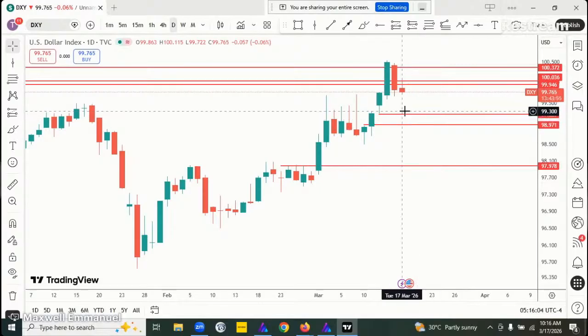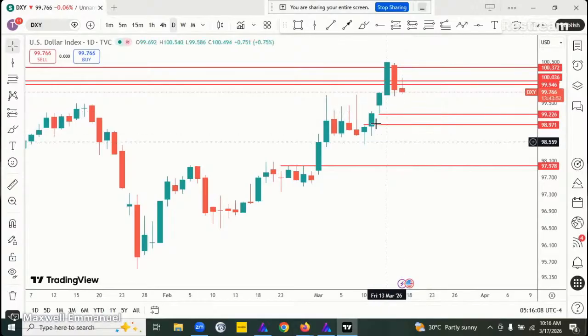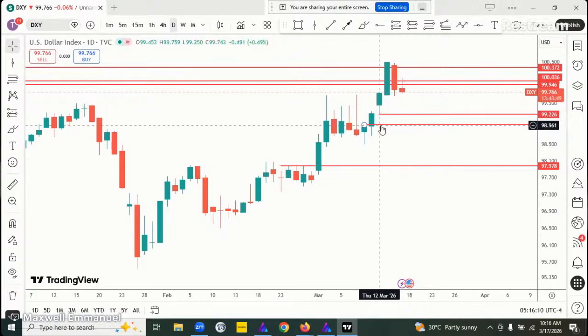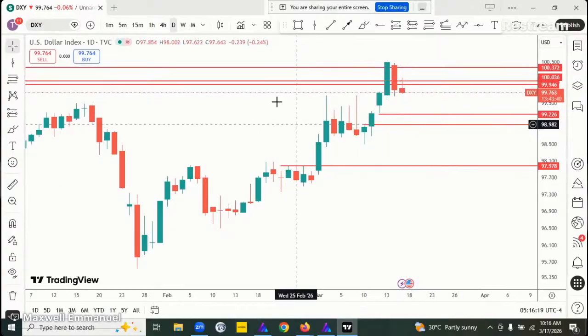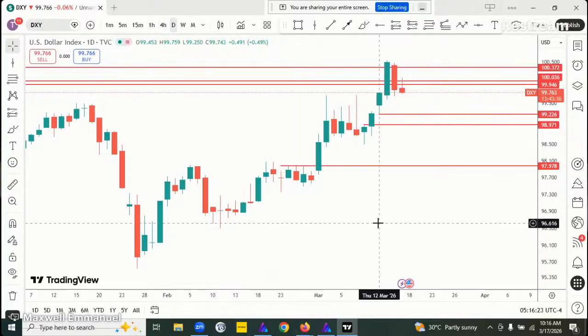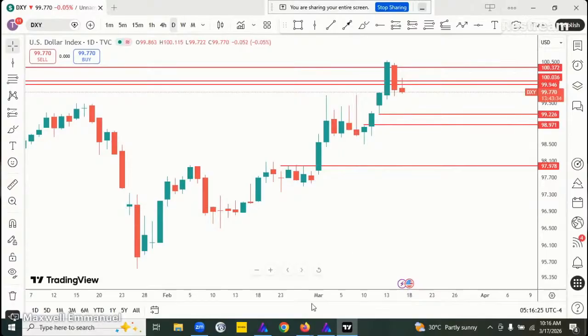I want to see dollar pull back into this fair value gap and also retest this resistance to support before going bullish. So that's my take for dollar. I am bearish for the dollar and also for yen. Dollar and yen. So we should be looking for buys on GBP USD.